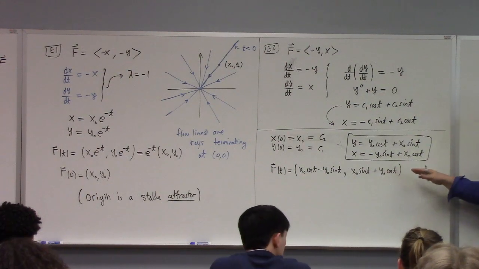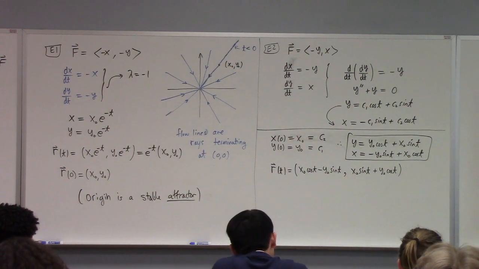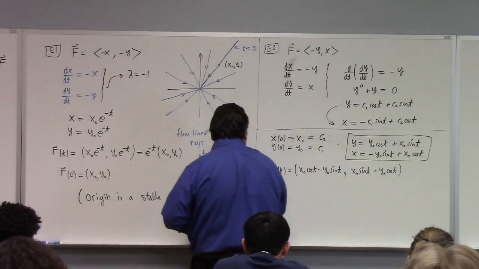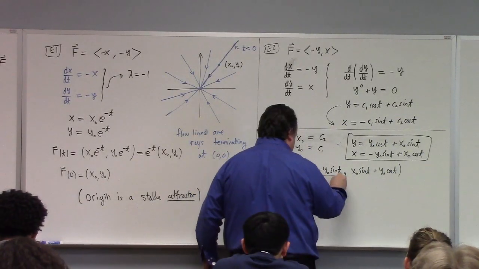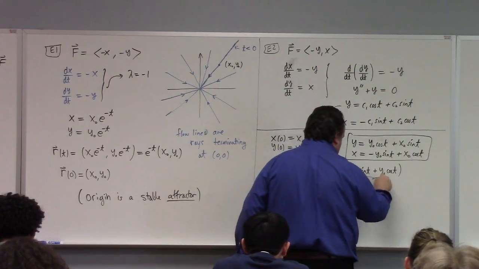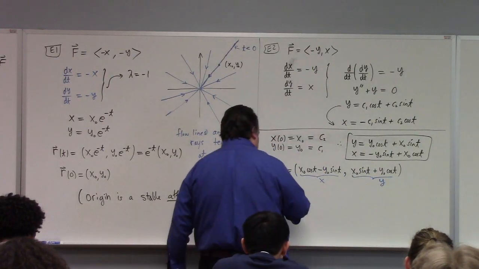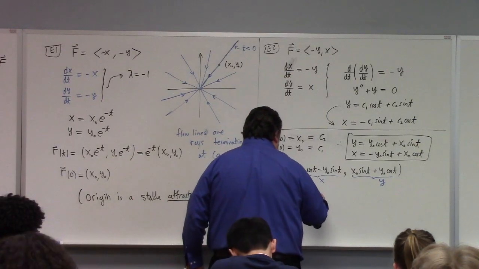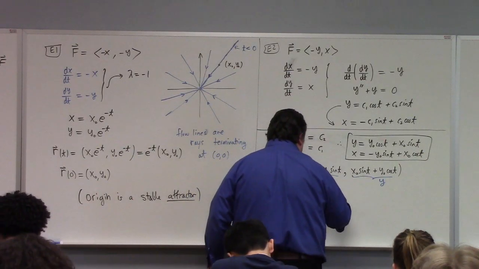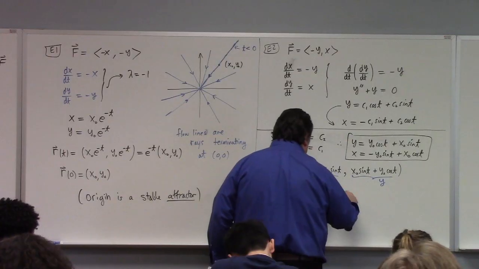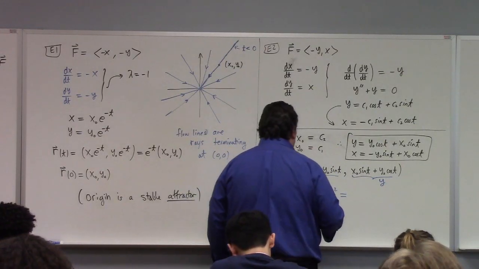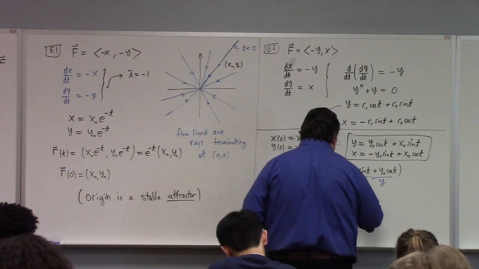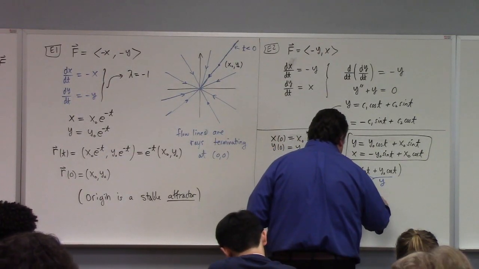I mean, in terms of just straight algebra, I think we can show that if this is x and this is y, right? If we do x minus x naught squared plus y minus y naught squared, we're going to be able to show that is equal to x naught squared plus y naught squared.